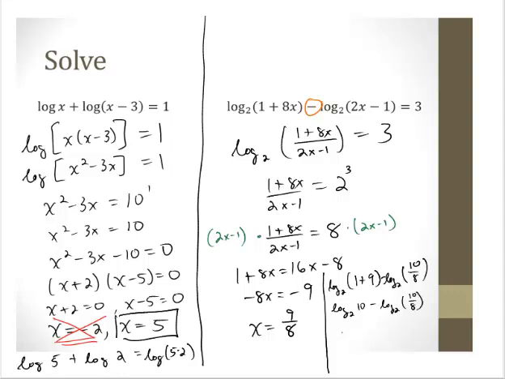Oh, and notice that there are no negatives as the arguments for the logarithms, so we can be fairly confident right away. But just to finish it out, we'd have the log base 2 of 10 over 10/8, and that's the log base 2 of 8, which is in fact 3. So it does work. x is equal to 9/8.